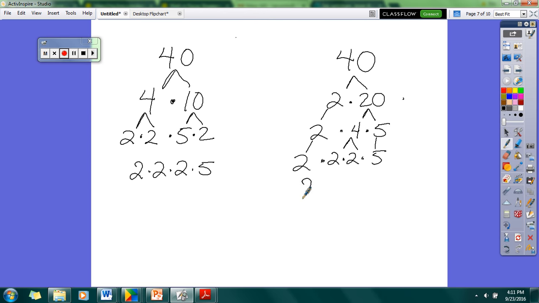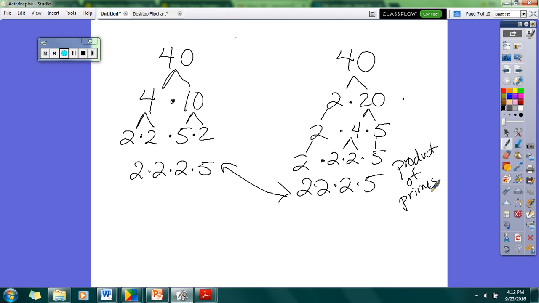If you notice, my last line of 2 times 2 times 2 times 5 is the same as if I started with 4 times 10. Okay, now that I have a product of primes, and the reason it has that name is because you're finding the product, you're using multiplication, and it's all prime numbers, I have to put it in exponent form.